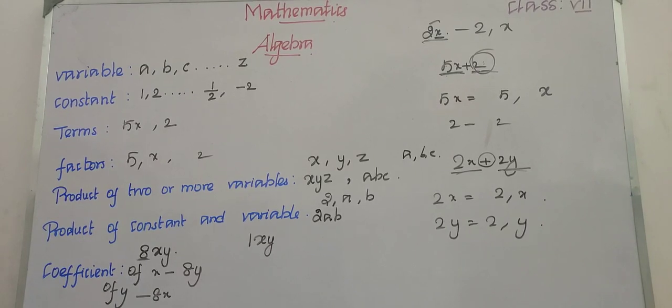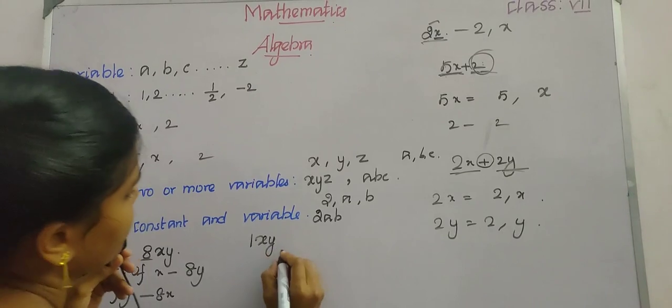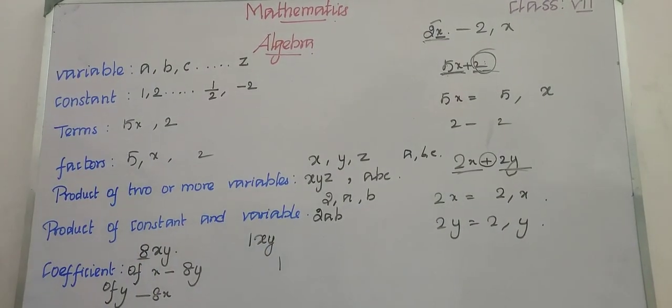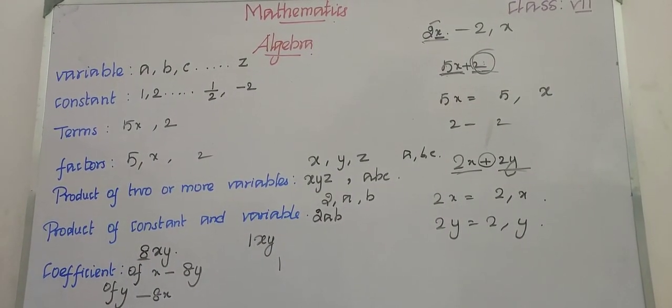A coefficient before a variable means we can assume it as 1. So what is the numerical coefficient here? 1. Okay, 1 is the numerical coefficient given here. Okay, children, is it clear?